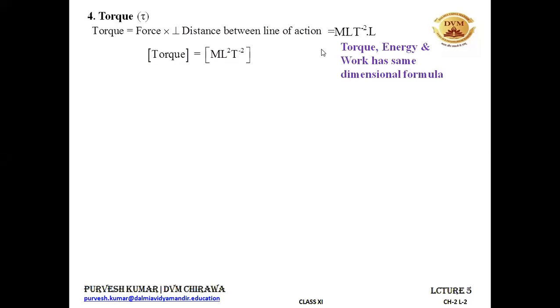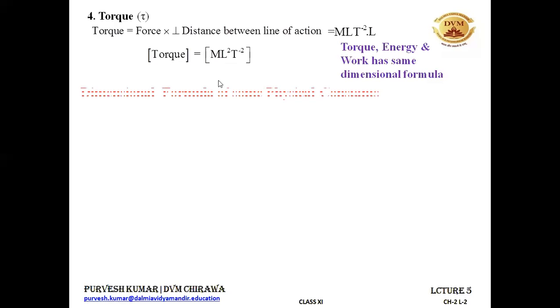So I've told you that there may be various quantities which have the same dimensional formula. All right. This torque is one another quantity that has a dimensional formula similar to those of energy and work. Is it fine or not? I do believe that you have got it. So I have just written it over here that energy also has the same dimensional formula as that of torque as well as work.